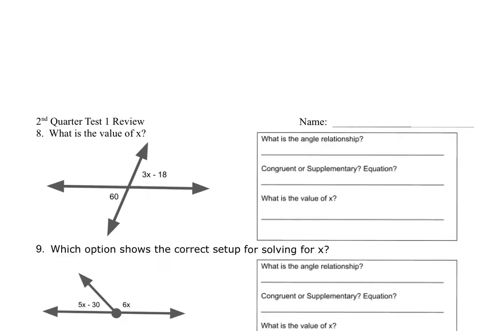All right, so on page 2, we're doing the same process here. These angles are a little bit different because we do not have parallel lines cut by a transversal. It's just 2 lines.